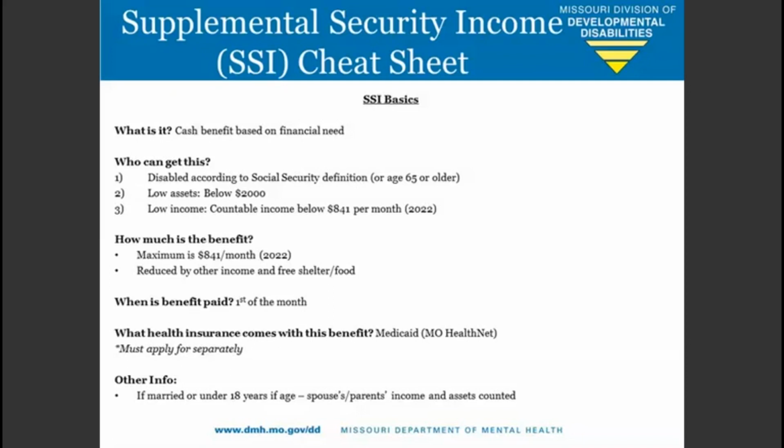So the health insurance that comes with that benefit is typically Medicaid, your Mo Health Net. Thing to note here is that you have to apply for it separately. So other things to note, if somebody is married or under the age of 18, their parents' income or their spouse's income and assets will also be counted.